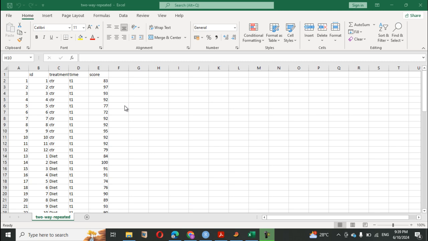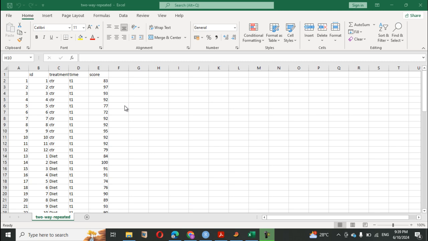Alright? Now, if you remember, this test is also referred to as within subject. We call it within subject ANOVA. So the within subject term means that the same individuals have been measured on the same outcome variable under different time points or different conditions.